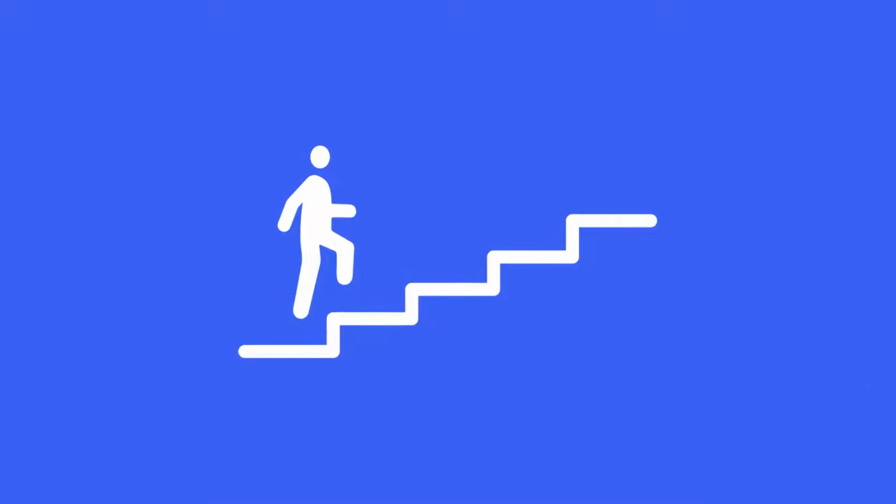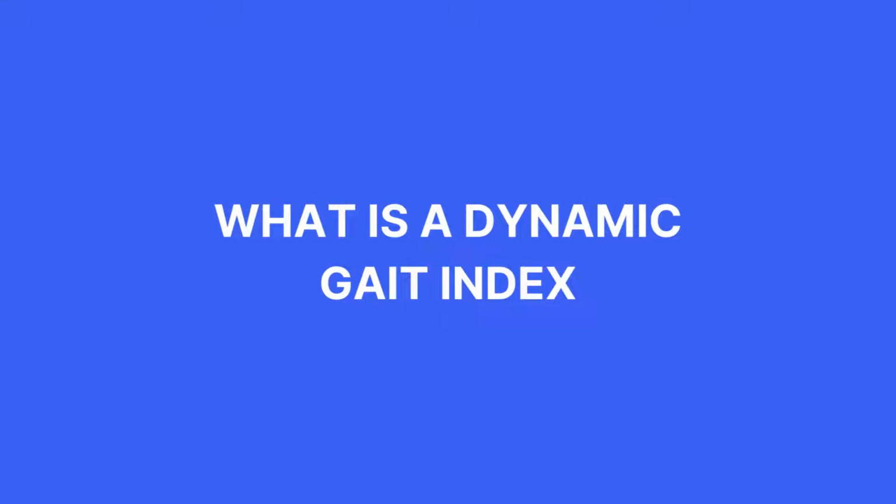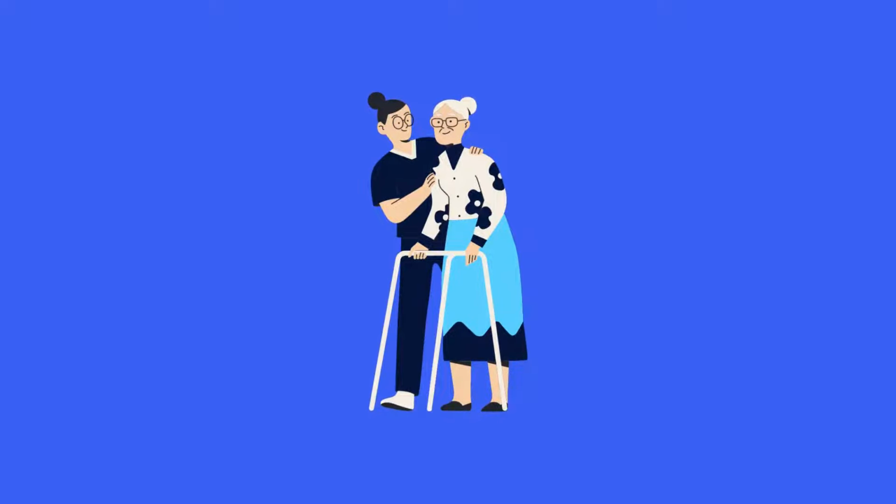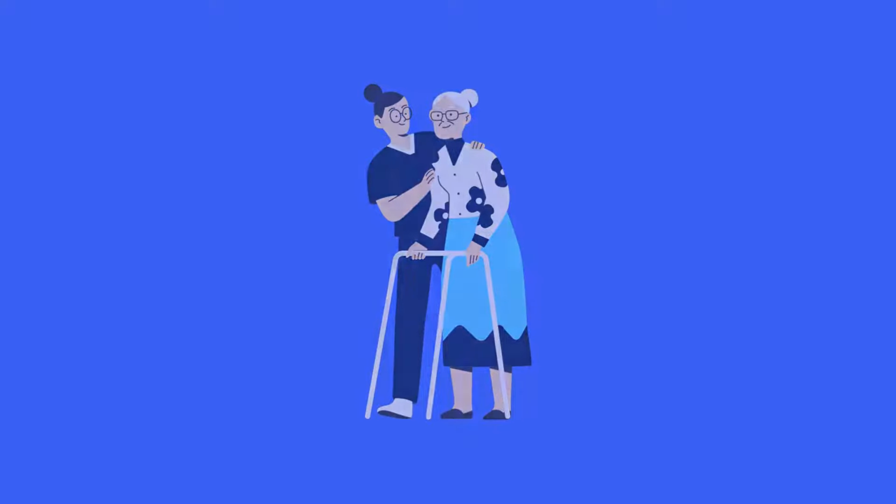And I'm here to help guide you through the Dynamic Gait Index. So what is a Dynamic Gait Index? The Dynamic Gait Index, or the DGI, is an assessment developed to evaluate the likelihood of falling in older adults, especially those who may have Parkinson's or a brain injury.